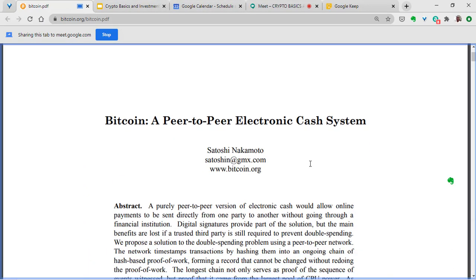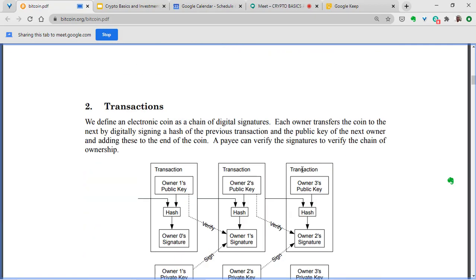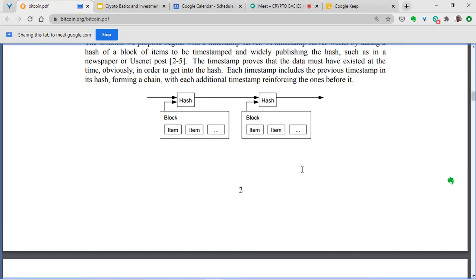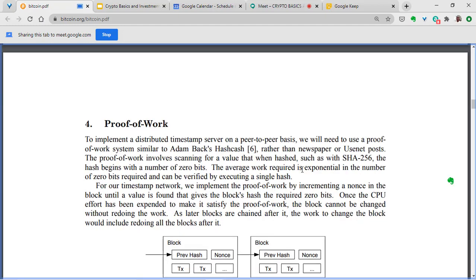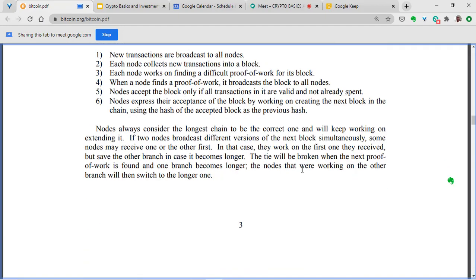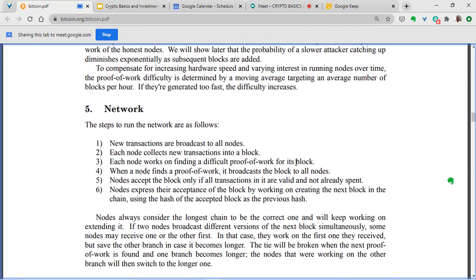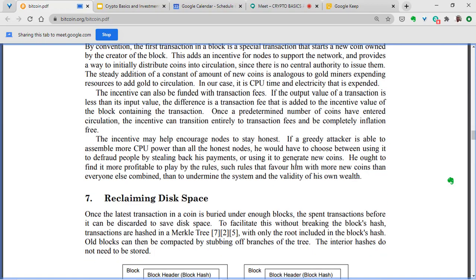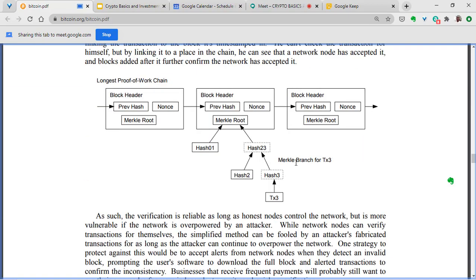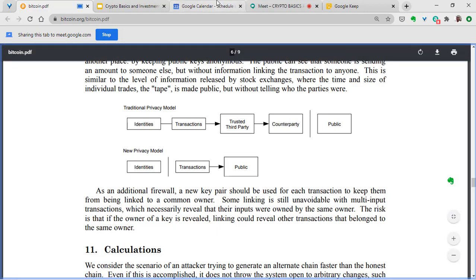It's just nine pages that describe transactions, how they're going to be timestamped, proof of work. For those who know what proof of work is, we'll still explain that. The network, how it's supposed to run, privacy, and every other thing.